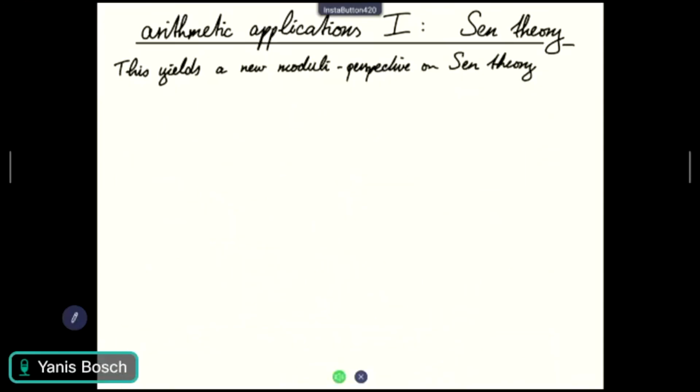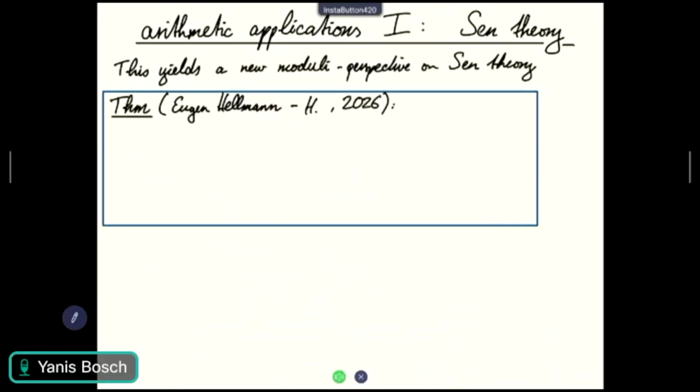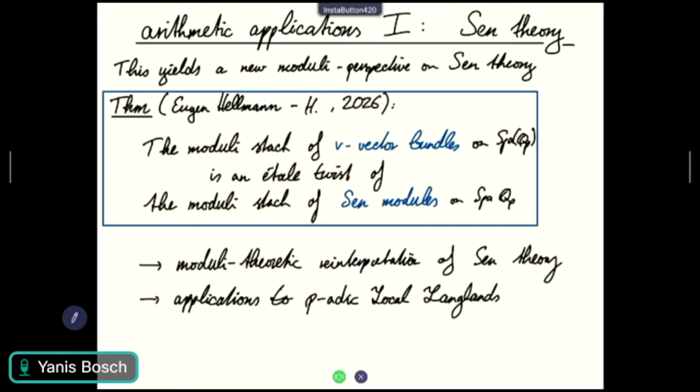Namely, this perspective yields a new moduli theoretic perspective on Sen theory. And okay, so this is joint work with Eugen Hellmann, and I don't think we'll finish it this year, but we have already written up the proof of the theorem, so I think I'm allowed to talk about it. And the statement is that one can once again define moduli spaces, like we did for the p-adic Simpson correspondence. And this moduli stack of B-vector bundles turns out to be an étale twist of the stack of Sen modules.